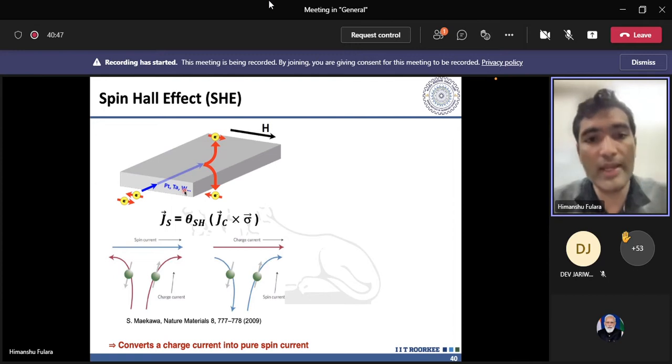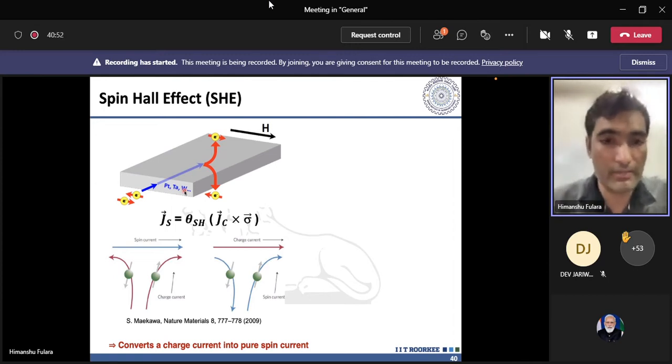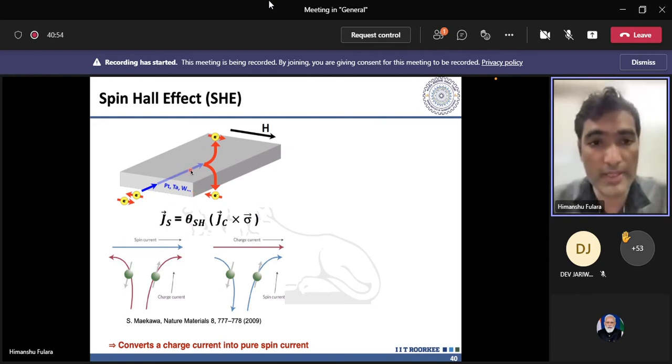And you can only create this spin current in non-magnetic heavy metals because of their intrinsic property, which is called high spin orbit interaction. And this spin current, which I would call a pure spin current, has the ability to drive the magnetization dynamics in the adjacent ferromagnetic layer.